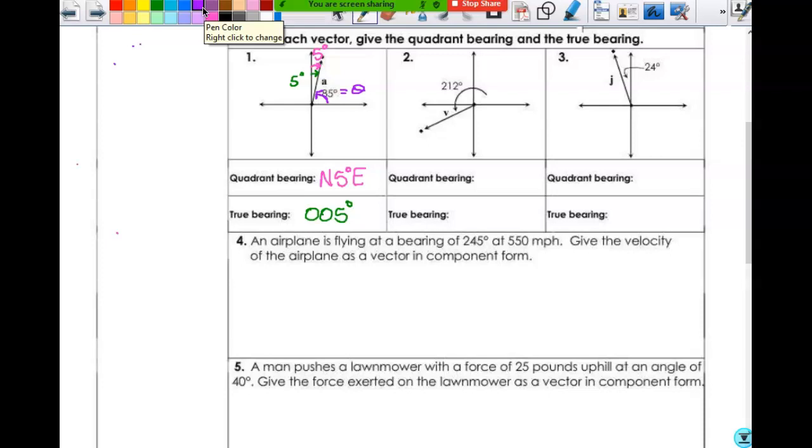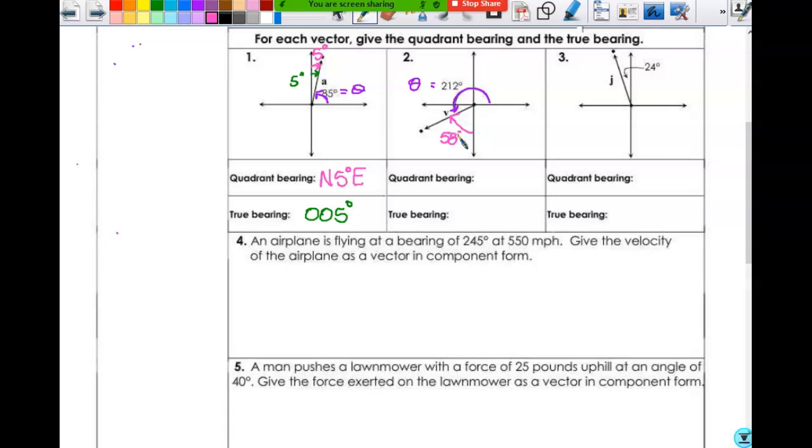Number 2. What they gave me is theta, because I start here at 0, so this is theta again. My quadrant bearing for this one, instead of going north, I'd have to go south and swing west. So it's going to be south, something west. There are a couple of different ways I can figure out what that something is. If I know that this is 212 with theta, if I kept going to here, that's 270. So the difference between 212 and 270 is what this pink angle is, so I can just take 270 minus 212, and that gives me 58 degrees.